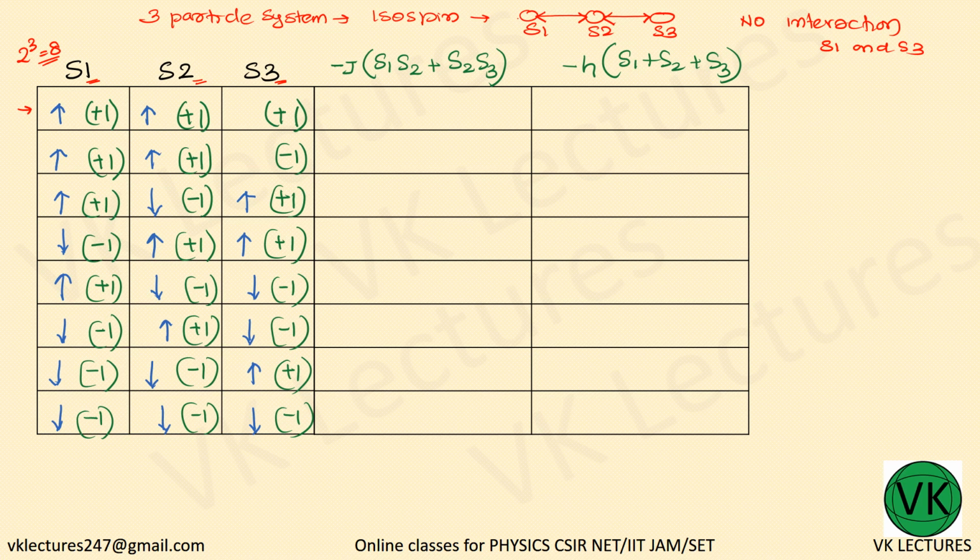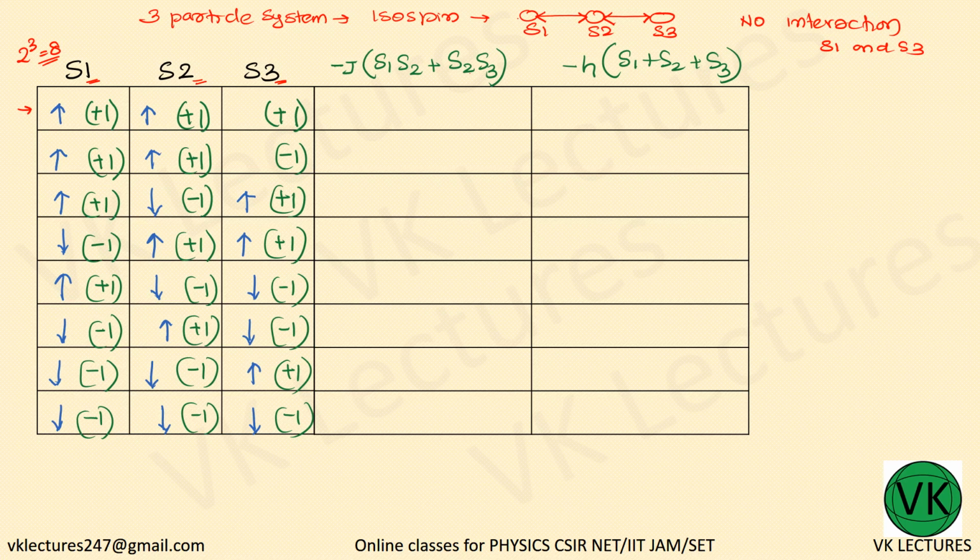The upper arrow indicates the up state, the down one indicates the lower state. This is plus 1, that is the spin. This is minus 1 for down state. So the interaction term is minus J into S1 S2 plus S2 S3. We remember there is no S1 and S3 interaction because they are placed linearly.